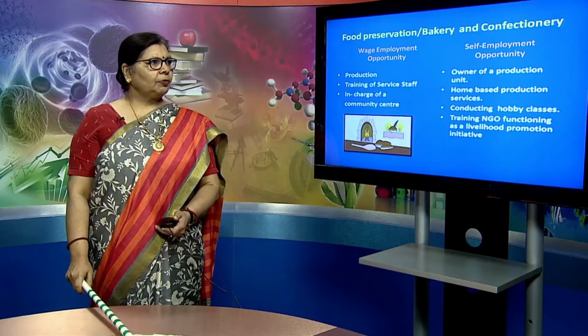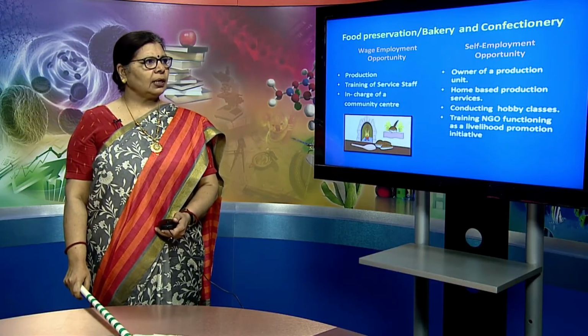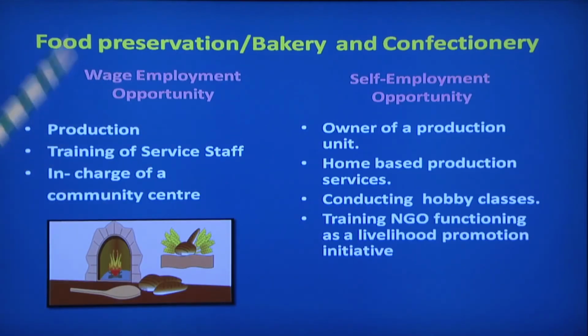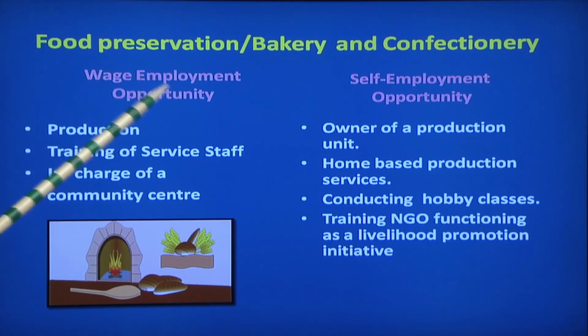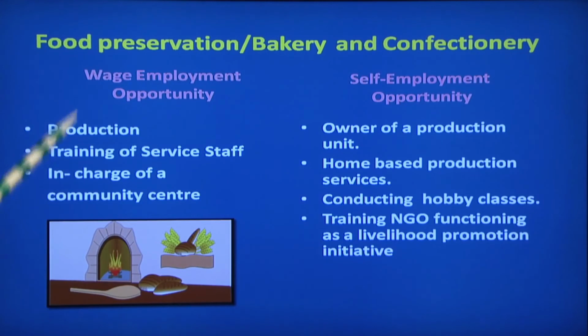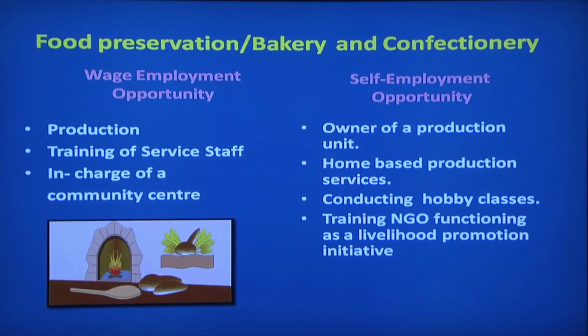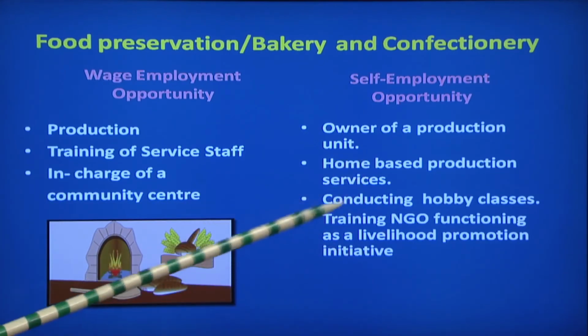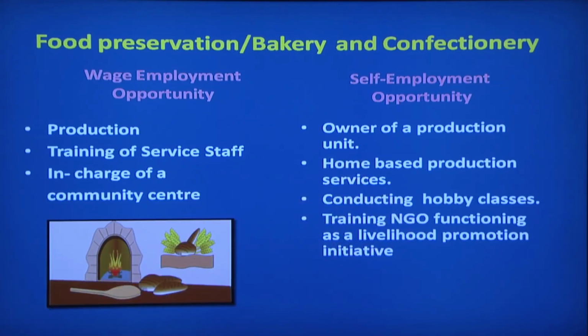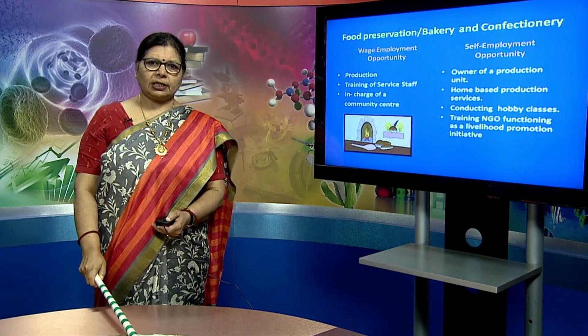Now, for food preservation, bakery and confectionery, as a wage employment, you can find some kind of employment in production unit, training of service staff in charge of the community center. As a self-employment, you can be the owner of the production unit, home-based production services, conducting hobby classes and training the NGO functioning as a livelihood for the promotional initiatives.